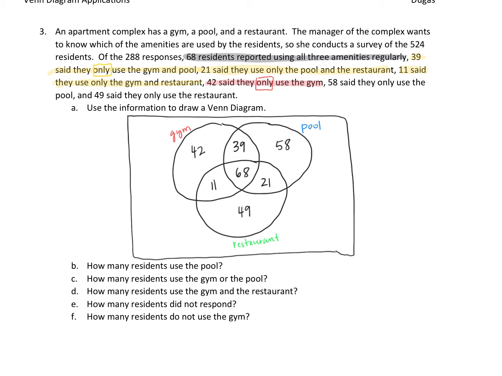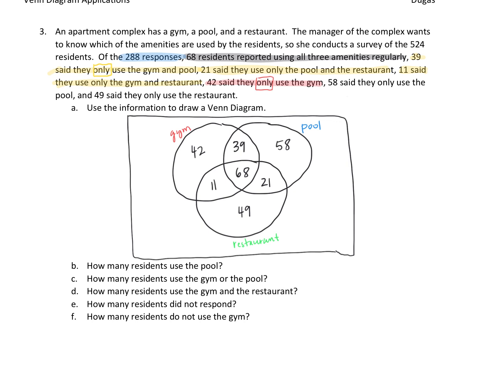All right, let's see what happens when we add up all of these numbers together. 42, 39, 68, 11, 49, 21, and 58. When you add those all up, notice that they add up to the 288 mentioned right up here, 288 responses.